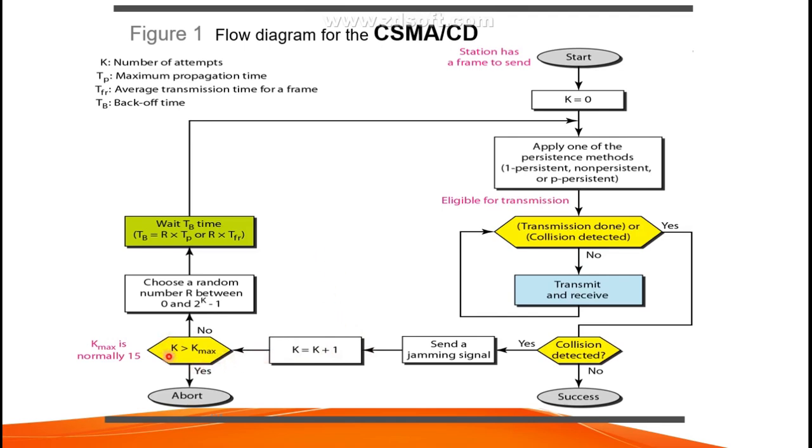Then we are going to see, because finally there is a limit for this K. So suppose K max is 15. Is 1 greater than 15? No. Then continue your process. If K is greater than 15, then you have to abort the transmission. You have to attempt it next time. But suppose the number of attempts is less than the maximum attempts, then we are going to again choose a random number R, which is between 0 and 2 raised to K minus 1. What is K? It is the number of attempts.